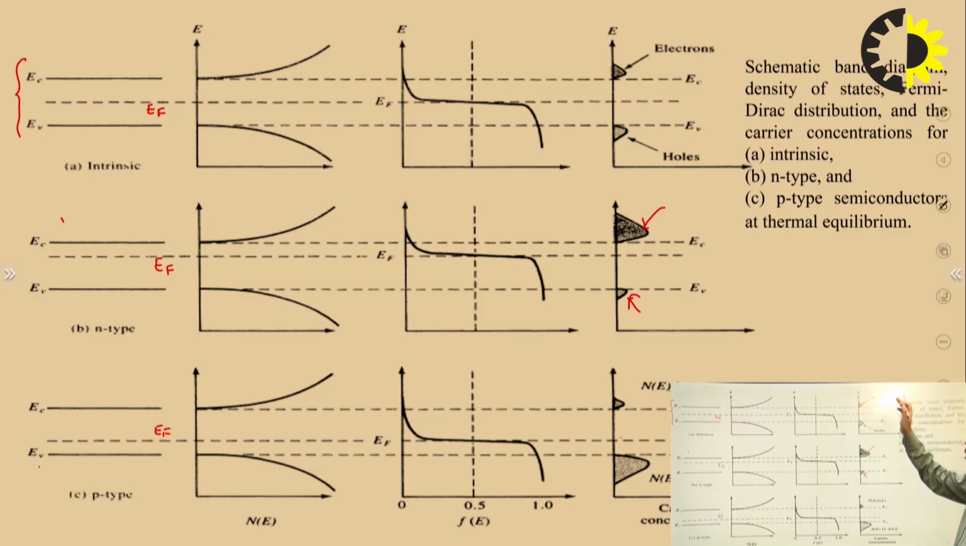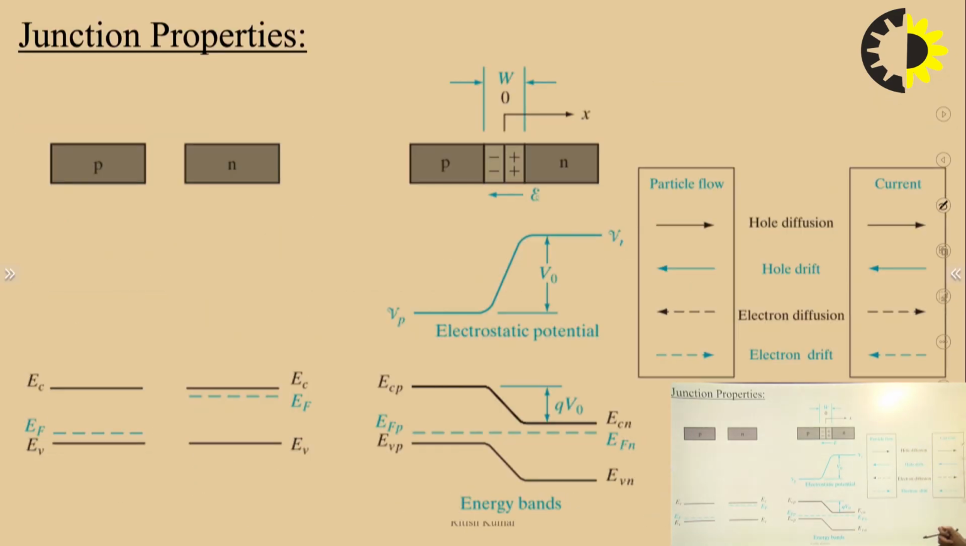So this is all about the energy level distribution, electron and hole concentration, that is, the carrier concentrations of different materials, that is intrinsic, n-type and p-type semiconductors. I hope this energy band diagram is clear to all of you. The next topic is junction properties. As you are all aware, the PN junction is nothing but a diode.